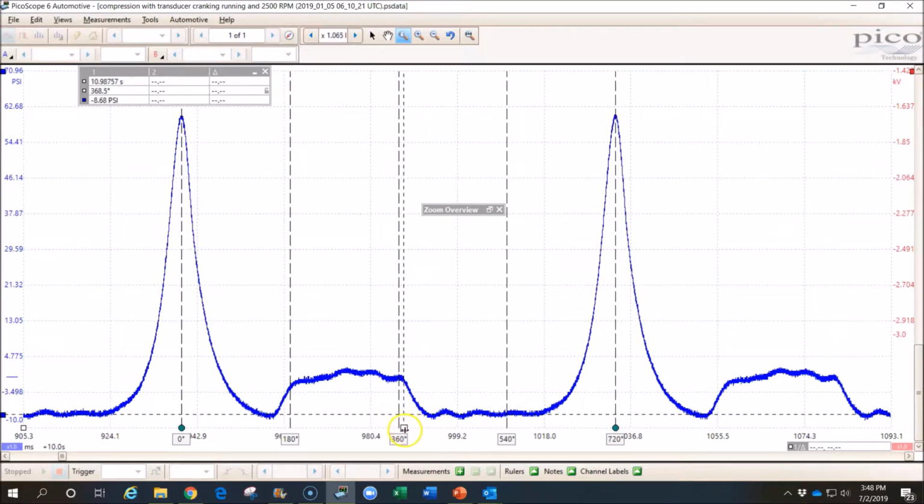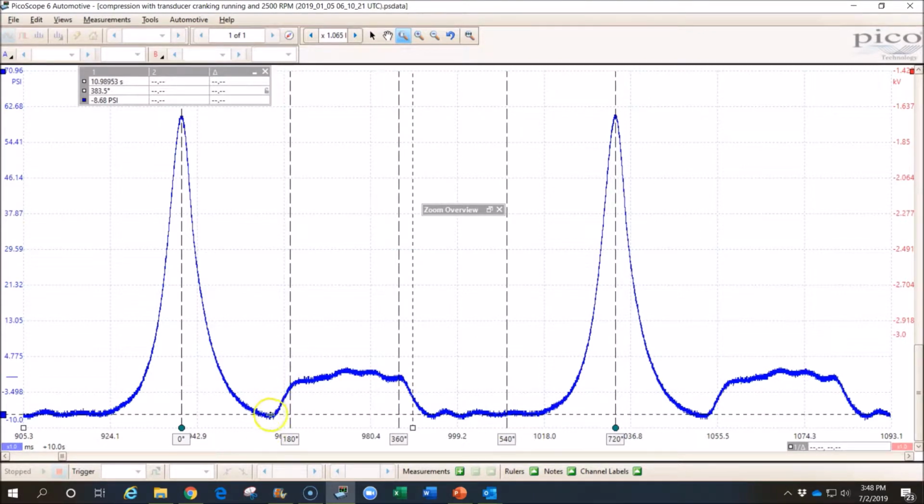One thing you should notice, though, is that this slope should happen at about 20 degrees after this TDC. So at about 380 degrees, roughly, is when you should see that. Now it's going to vary, and you'll see in a minute it's going to vary even on the same engine if you have variable valve timing.